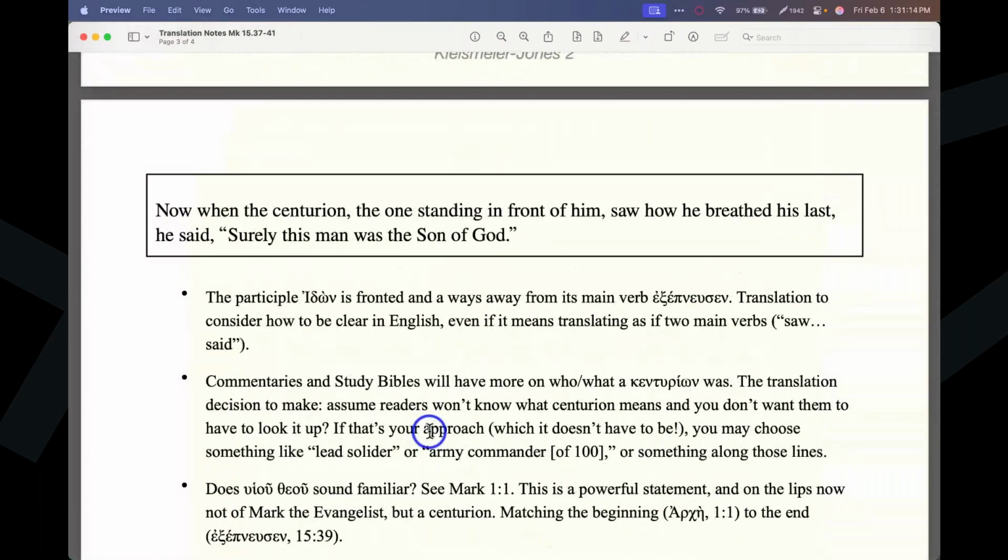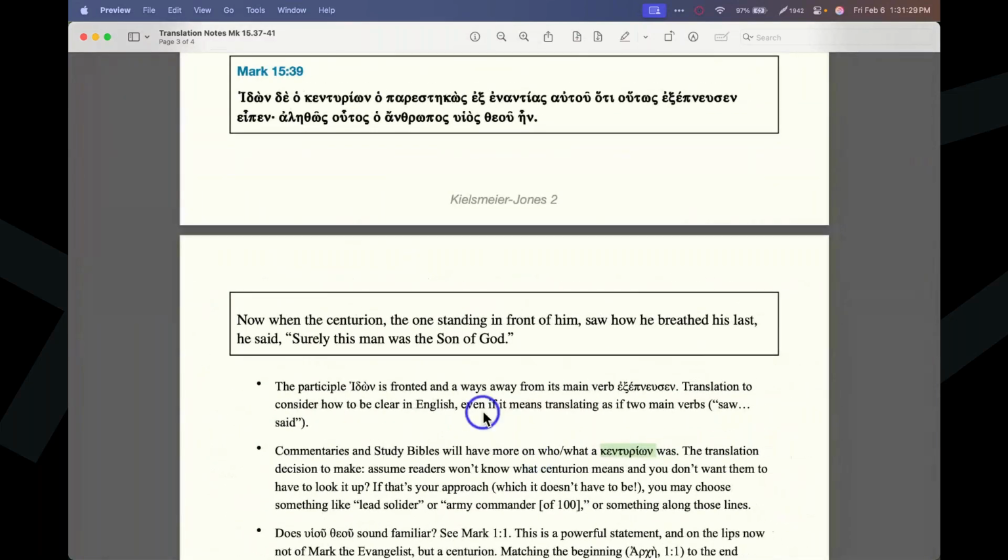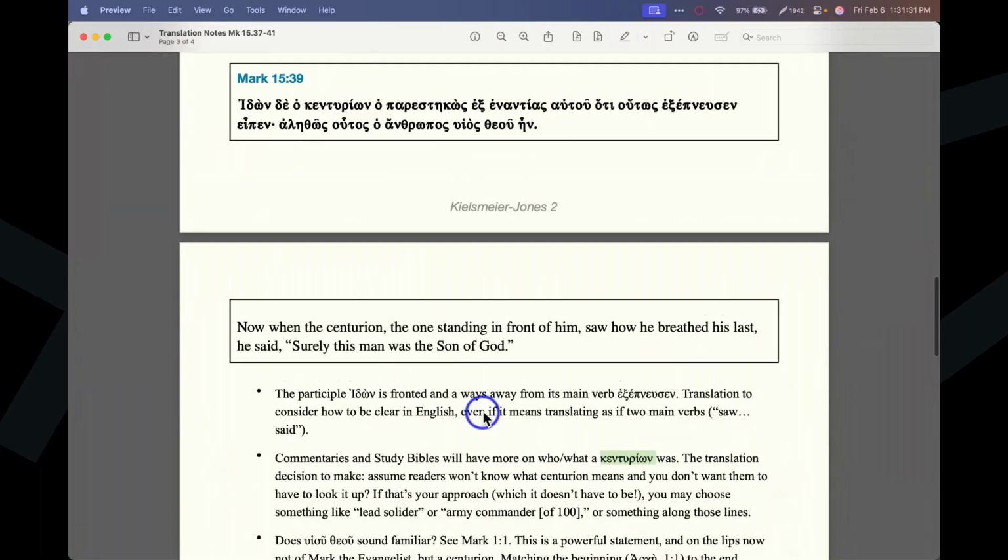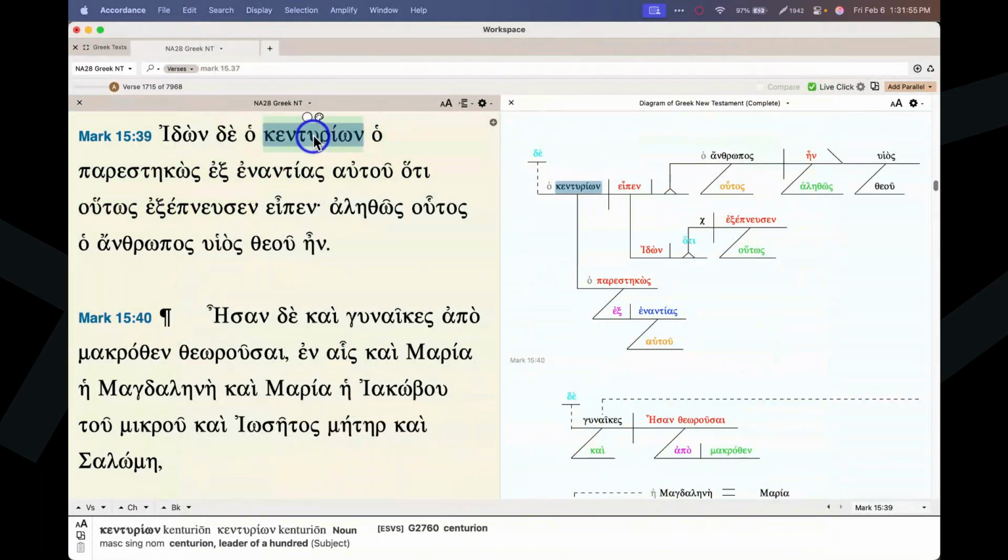Commentaries and study Bibles, any of them, will have more on what a centurion was. And you see here, our centurion is not very different from the Greek word itself. The translation decision to make is, do you assume that your readers won't know what a centurion means and you don't want them to have to look it up? If that's your approach, which it doesn't have to be, you would maybe choose something like lead soldier, pardon the typo there, or even army commander of 100 would be a really good translation in terms of actually explaining what this word is. Now, whether you think that fits in your final translation or not is up to you.